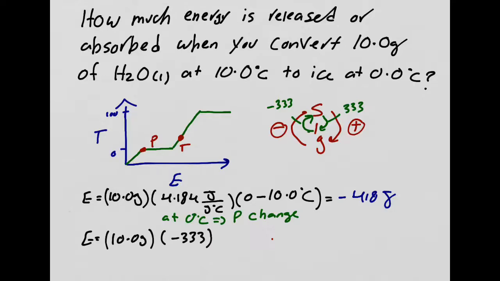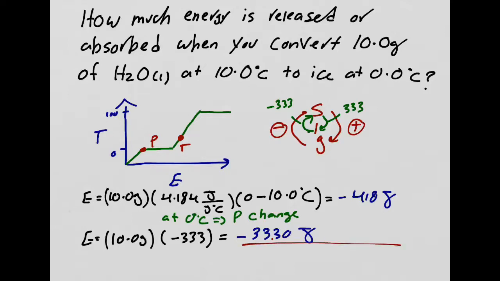The way I explained it last time, if I go up and down, it's the same distance, the same amount of energy, just that when I come here, I require it. I go the other way, I release the energy. So if I do this, what I end up getting is negative 3,330 joules of energy. So we talked about it last time.